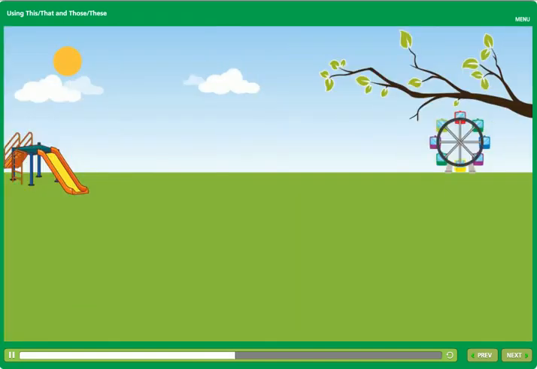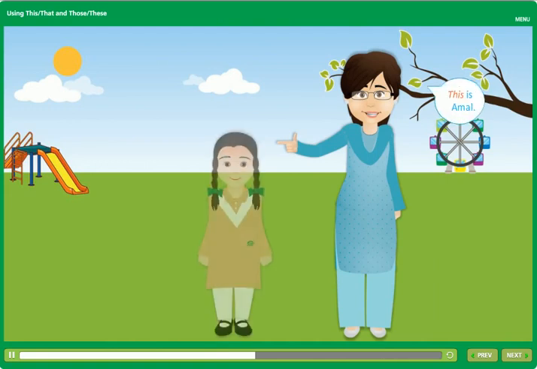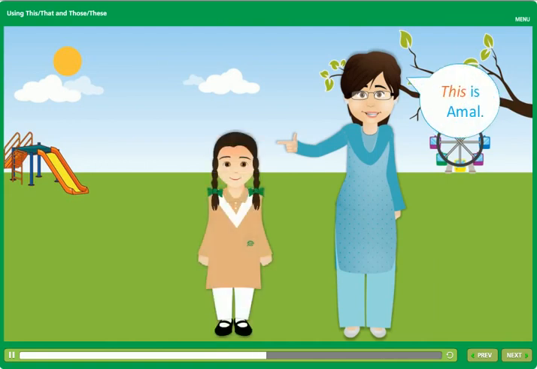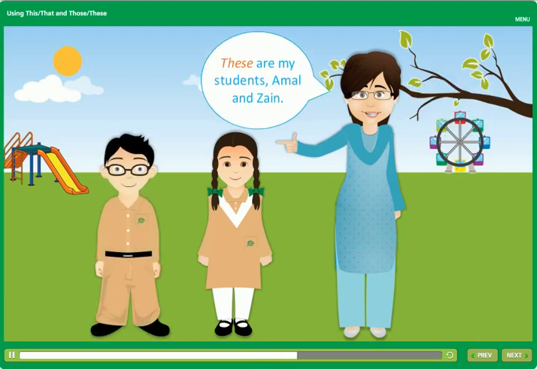We also use this to introduce people. This is Amal. These are my students, Amal and Zaid. We use these because we are talking about more than one student.